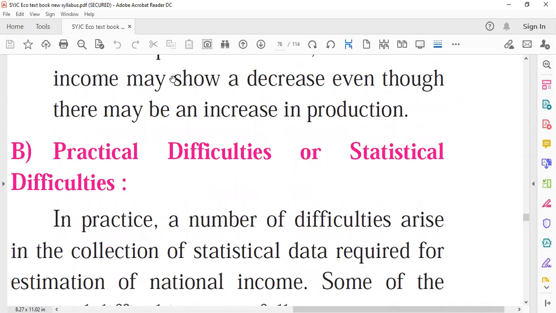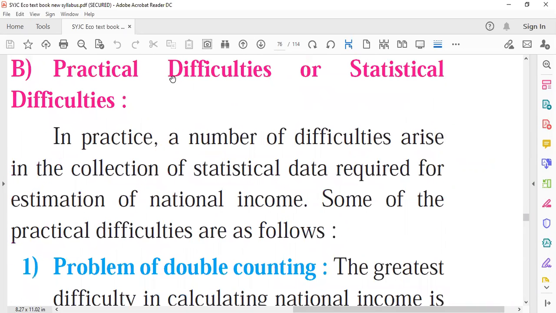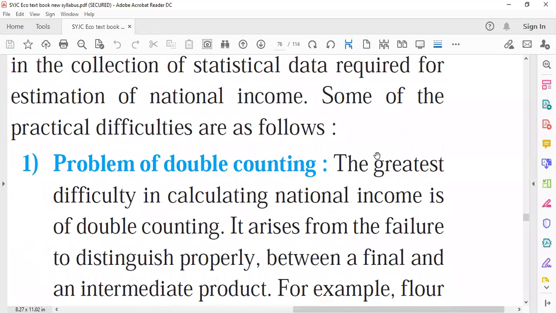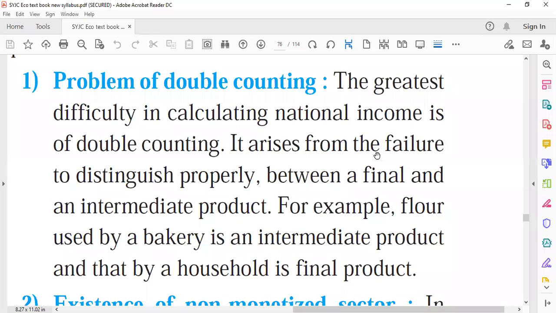Now, another difficulty, these are called practical difficulties. Now, in practice, we are facing a number of difficulties in the collection of statistical data. We require the data for the estimation of national income. But we are facing a number of difficulties while estimating the national income and while collecting the data. The first difficulty that we are facing over here is the problem of double counting.